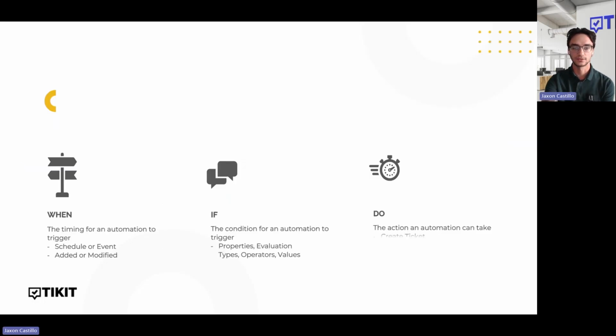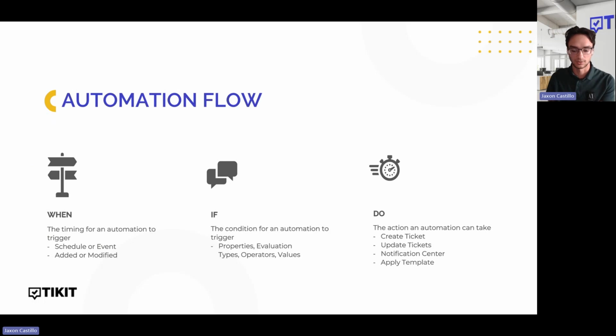What the flow of automations looks like, if you've ever messed around with automations before, you've probably seen this before, but there are three things that count for every automation. There's when something occurs, so you can have that on a schedule. You can have it run every hour, month, whatever, or when an event occurs specifically. And then you can also have it trigger if a ticket has been modified, if a task has been modified, if an SLA has been modified. There's a lot that you can do there.